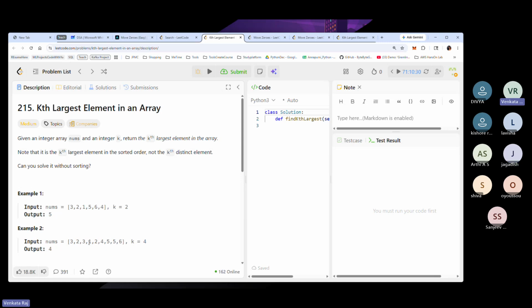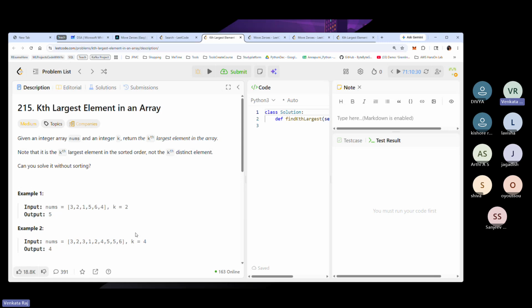Here you see in this array there are duplicates. We have two twos and two threes. So after sorting, it will look like 1, 2, 2, then 3. The fourth position will be 3, but the output is actually 4. If there are multiple duplicates, we cannot directly go to that particular index and pick that up, right?